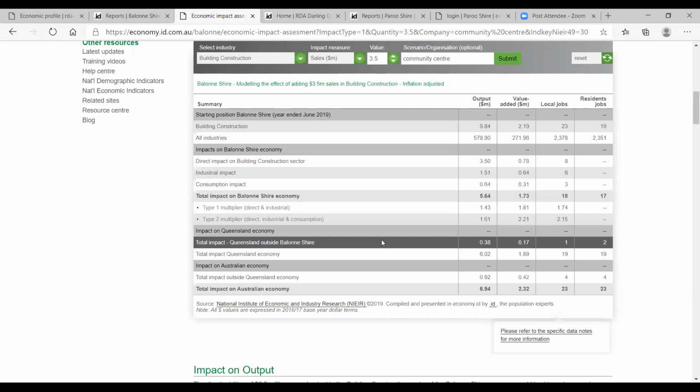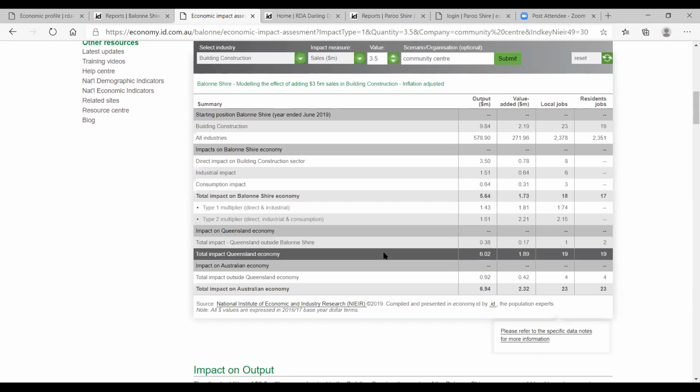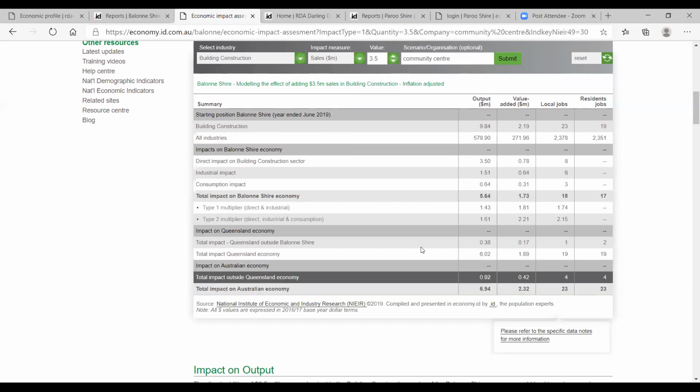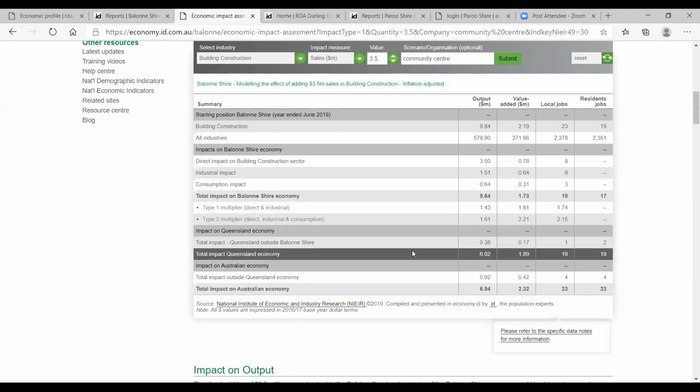So then we look at the impact on the Queensland economy. We can see the total impact on the Queensland economy is 6.02 million, and the total impact on the Australian economy is 6.94 million. So dependent upon who your application is with, will depend on whether you put Australia or Queensland, or whether you really highlight those figures.